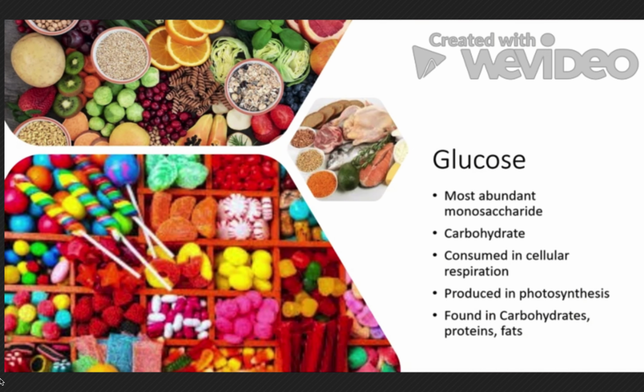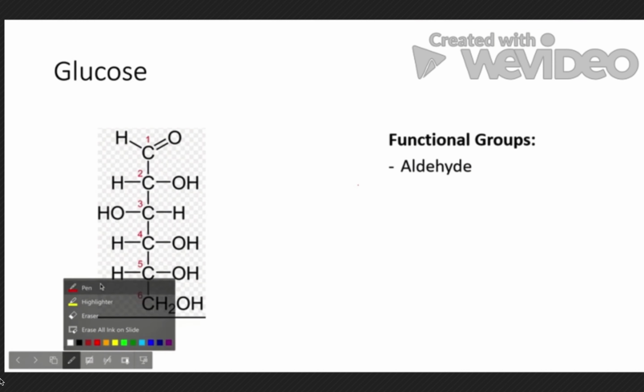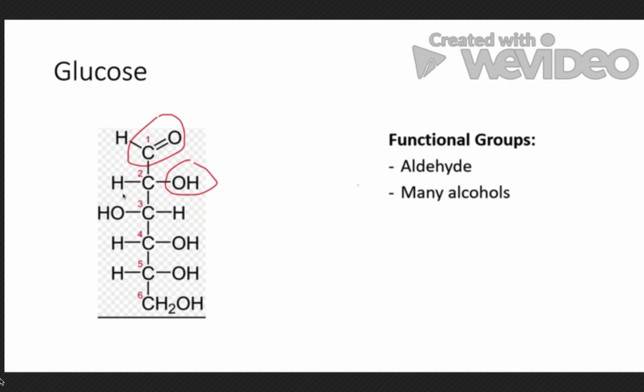Finally, glucose is found in carbohydrates, proteins, and now we're going to identify functional groups in glucose. We can see that the glucose contains an aldehyde on the first carbon here, and it also contains many different alcohols. We have one on the second carbon, one on the third carbon, another one on the fourth, fifth, and sixth carbons.